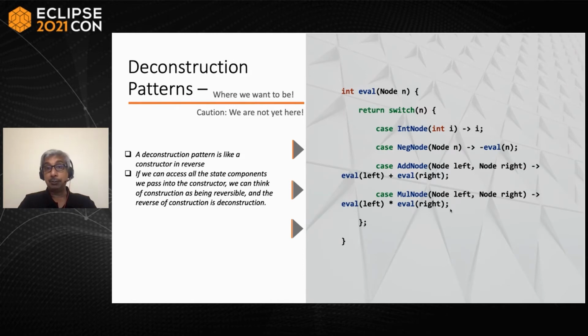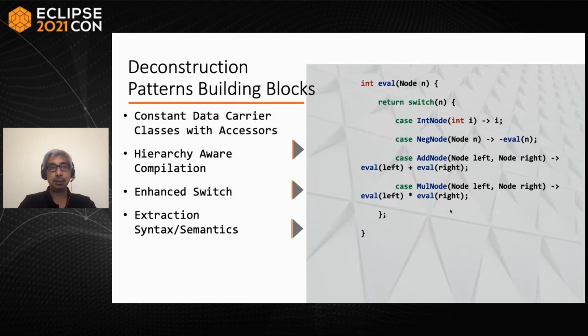Please be aware again that we are not yet there, but let us see what the building blocks are and where we are in terms of this. To have this deconstruction building patterns, first and foremost, it will be nice to have constant data carrier classes with accessors. That is, these can be represented by a constant class where we get some accessors through it.